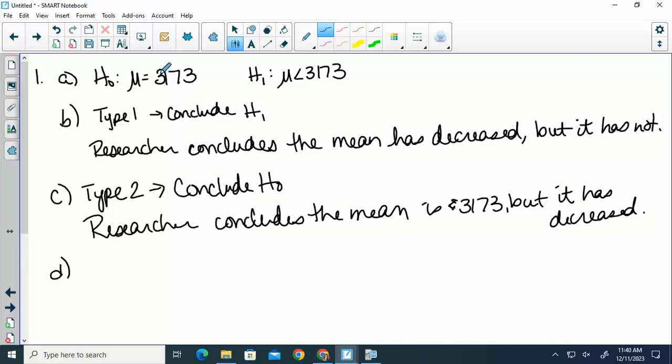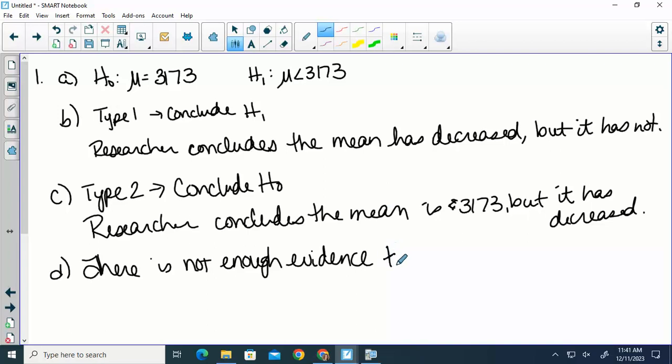That's not the case. We either have enough evidence to believe the alternative is true, or we can't prove the alternative. We're never actually proving the null. So this one we were saying the null is not rejected. So we would say there is not enough evidence to conclude the mean is less than $3,173. Okay, so if we cannot reject the null, there is not enough evidence to basically conclude the alternative.